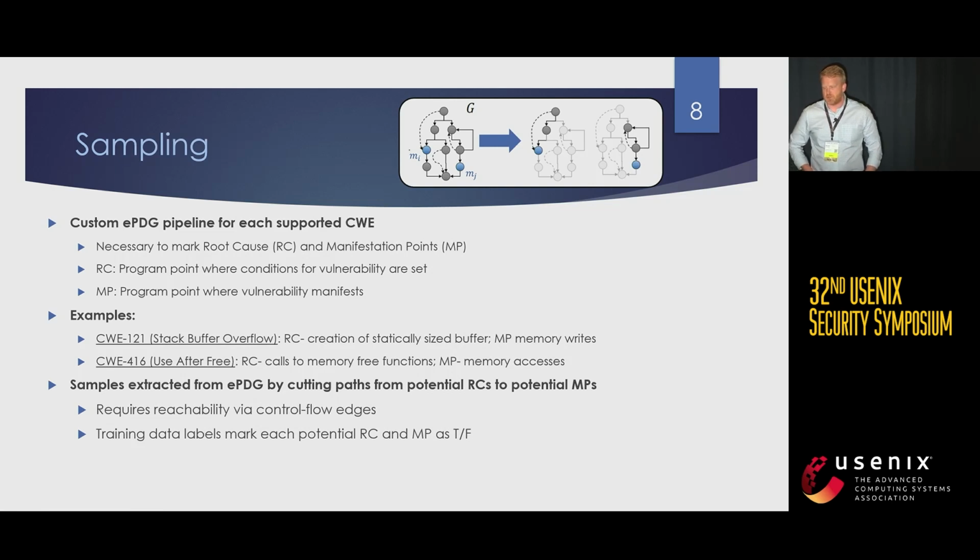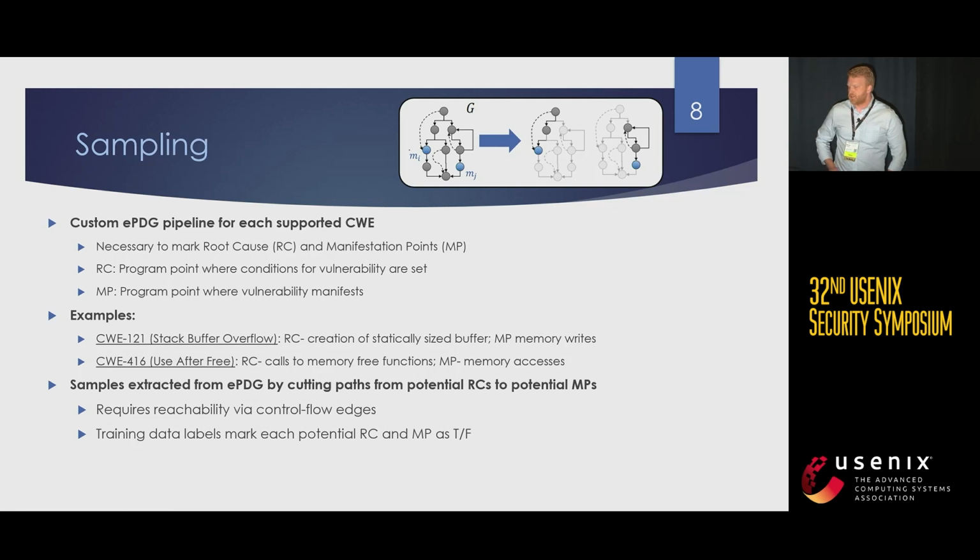Let's look at a couple examples. For stack buffer overflow, the root cause is the creation of a statically sized memory buffer, and the manifestation points, and once again, these are potential manifestation points and root cause points, are instructions that write to memory. For use-after-free type vulnerabilities, the potential root cause points are calls to functions that free memory, and the manifestation points are instructions that access memory.